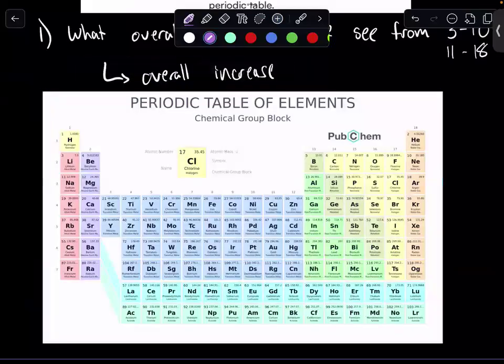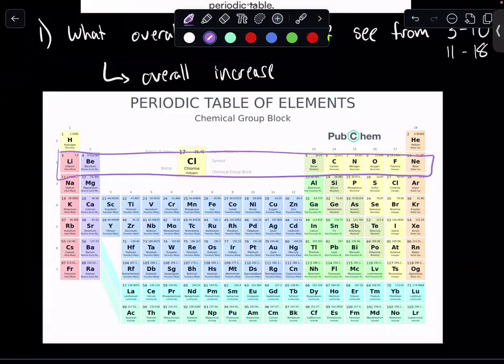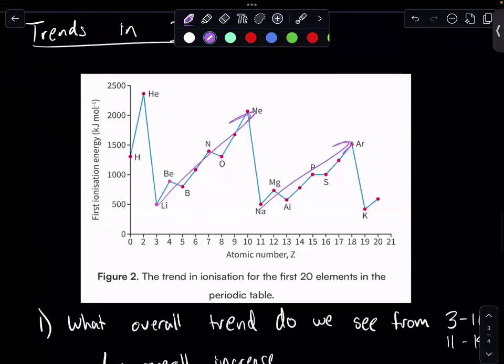If we look at our periodic table, we'll notice that between elements 3 and 10, they're all on the same energy level, n equals 2. So electrons are not moving further away from the atom. All that's happening is we are increasing our nuclear charge. So as our nuclear charge increases, that attractive force is stronger. And as that attractive force is stronger, the ionization energy, the energy required to remove that electron, increases.